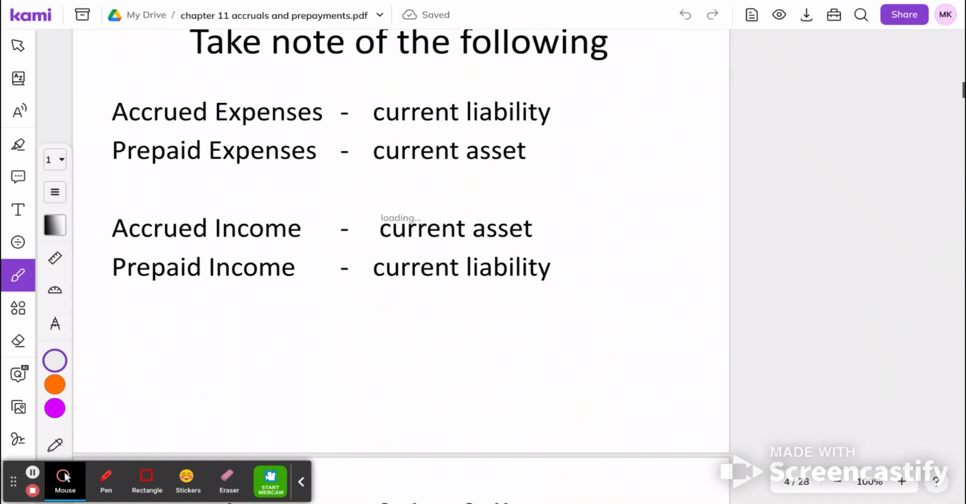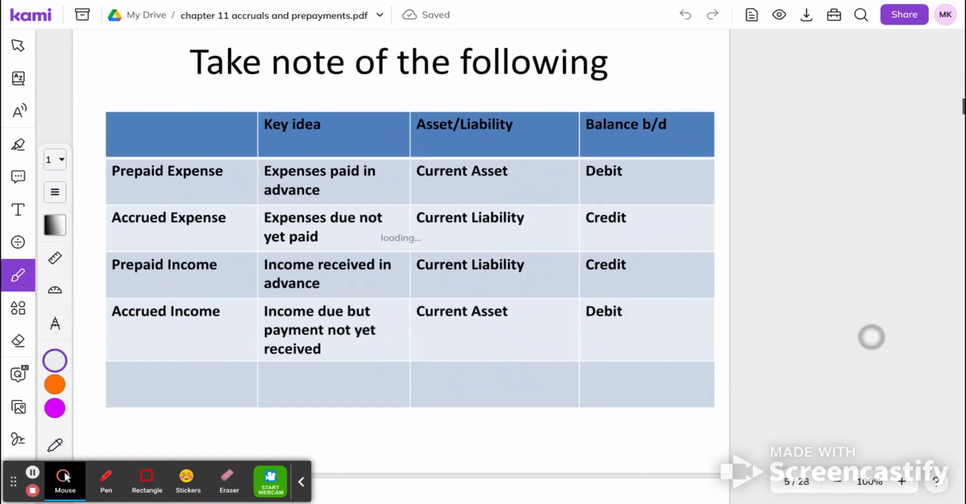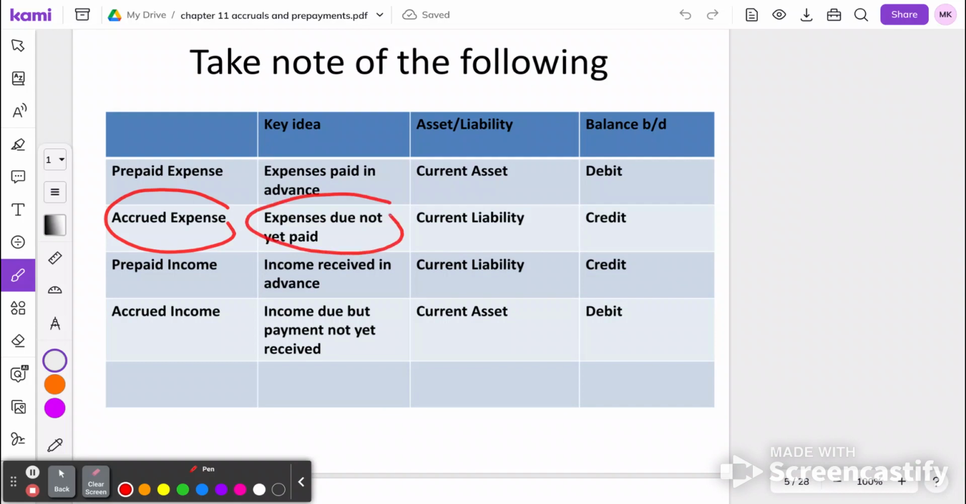So if we start with accruals, let's go a little bit here. I don't want to give you the book explanation, but just a few tips here and there on the different accounts. So if you look at the definition of accruals, what does it say? Accrued expenses are expenses due but not yet paid, and they are considered a current liability because you haven't paid for it as of this month, but the next month you really have to pay for it. So it becomes your liability.